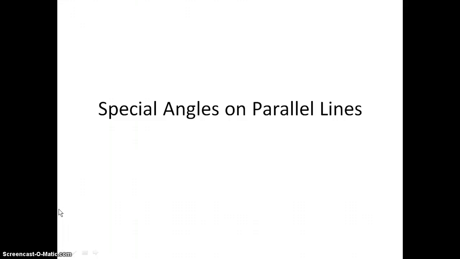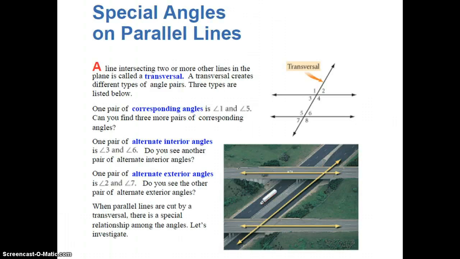Okay, we've already really talked about special angles on parallel lines. We did this right before the Ames test, where we talked about corresponding angles and parallel lines cut by a transversal. So you might already have a working knowledge of this. Here are some more detailed explanations of what these are: corresponding angles, alternate interior angles, and alternate exterior angles.